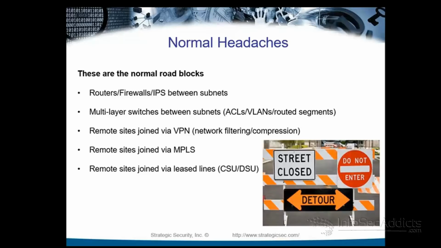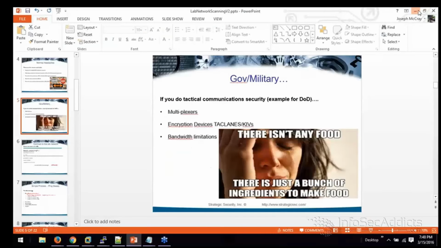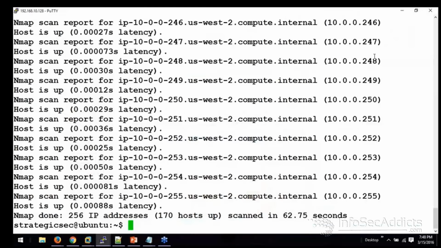Something's messing with me. It can be a router, a firewall, an IPS, multi-layer switches that are performing some sort of routing function. I may be going through a VPN. I may be bouncing from site to site through some sort of MPLS cloud. I might be going through site leased lines and dealing with CSU/DSUs. I might be crossing through tactical comms, bouncing over satellite links, microwave wireless shots, any of this type of stuff. Encryption devices or bandwidth limitations, right? Right now, we don't know that, okay? We don't know, but something is messing with us.